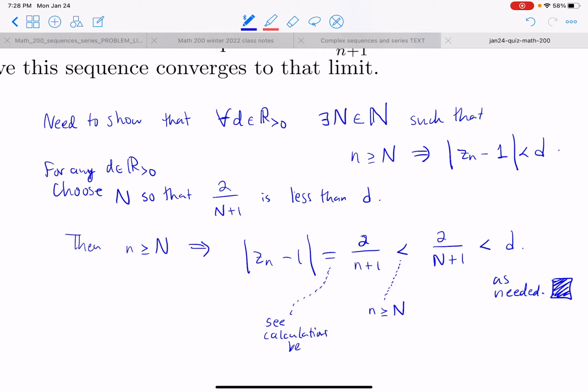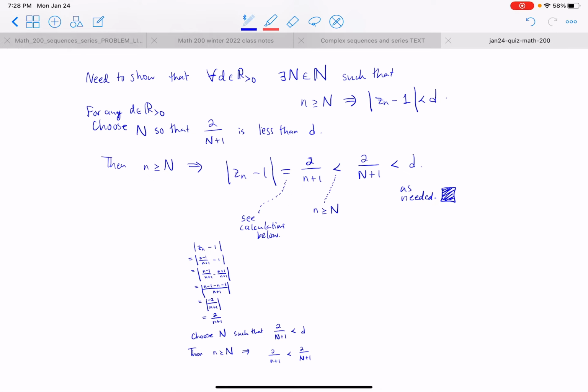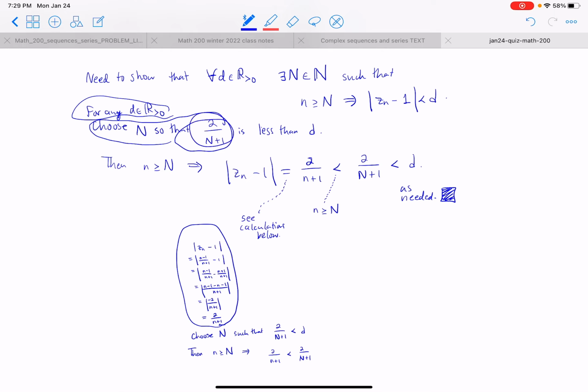Okay. Now, for this equal sign here, I would say see calculations below. Okay, and that's pretty much it. So you do need these calculations right here, because they tell you how to choose N. Okay. So this was my solution. So for any d, choose capital N so that this number is less than d. You can do that. If you want, you could give more of an argument that that's possible, but I think it's pretty clear that it's possible. If you divide 2 by a really big number, it'll be smaller than any positive number.